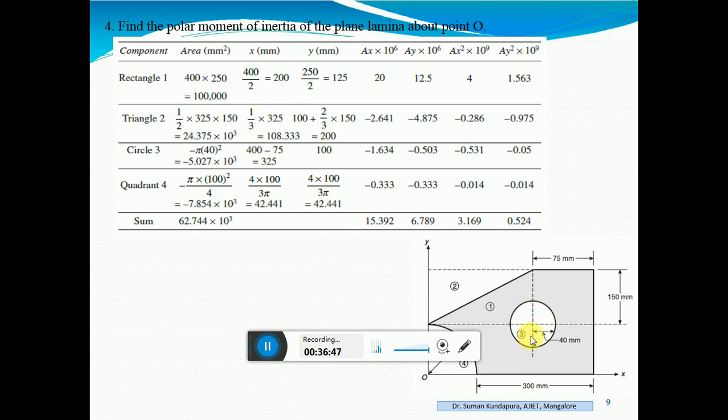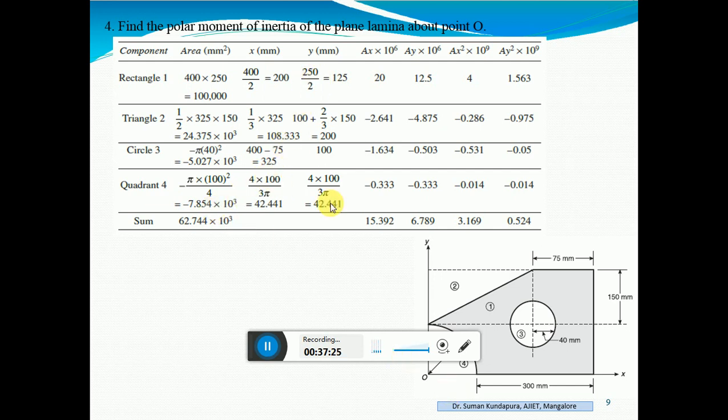Next one is the circle. Its CG is at a distance of 75 from this place. I know the whole is 400, and the CG of the circle will always be at the diametrical center. So if I subtract 75 from 400, I get the remaining distance, which is 325. For the quadrant, somewhere here will lie the x distance. So it is 4r by 3 pi.